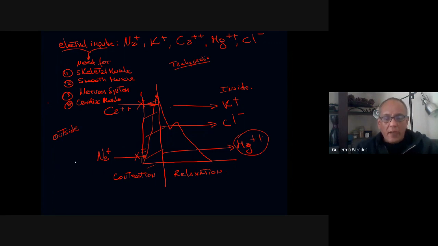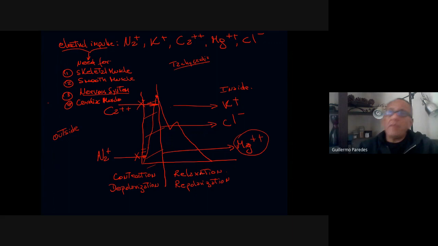Now, here we have the nervous system. In the nervous system, the contraction changes name because nervous cells cannot contract. So it is going to be called depolarization. Depolarization. And here, the R and R are going to be the repolarization.